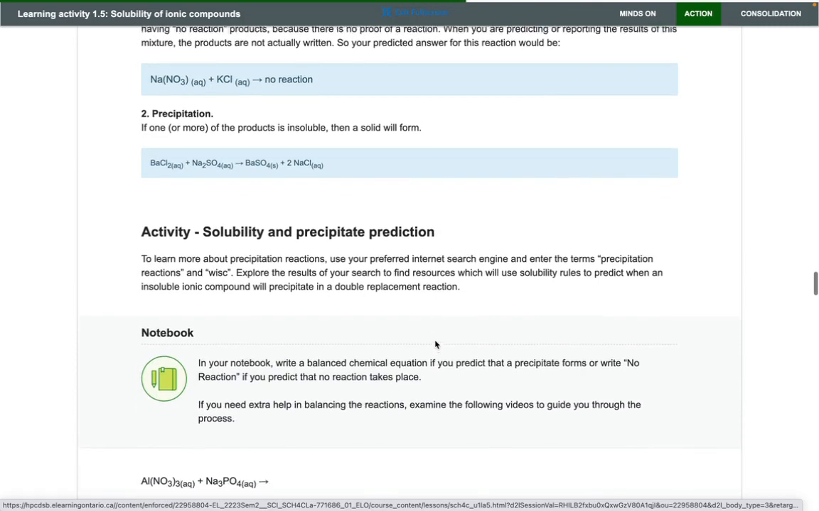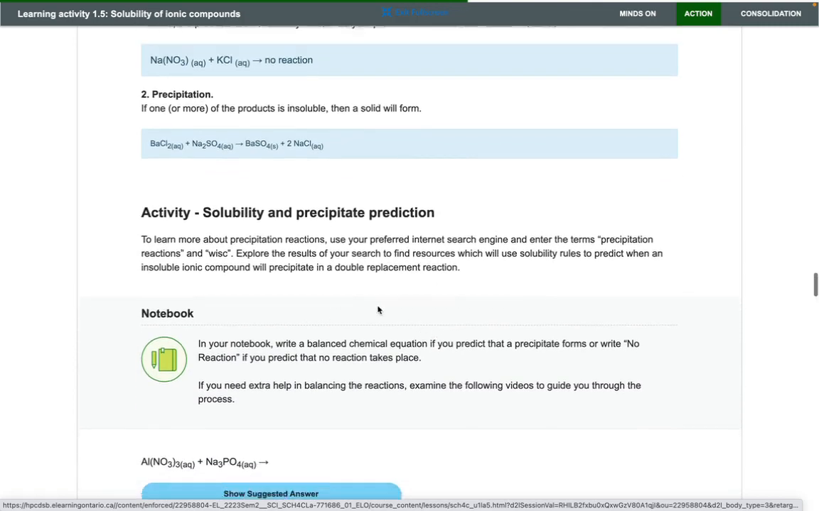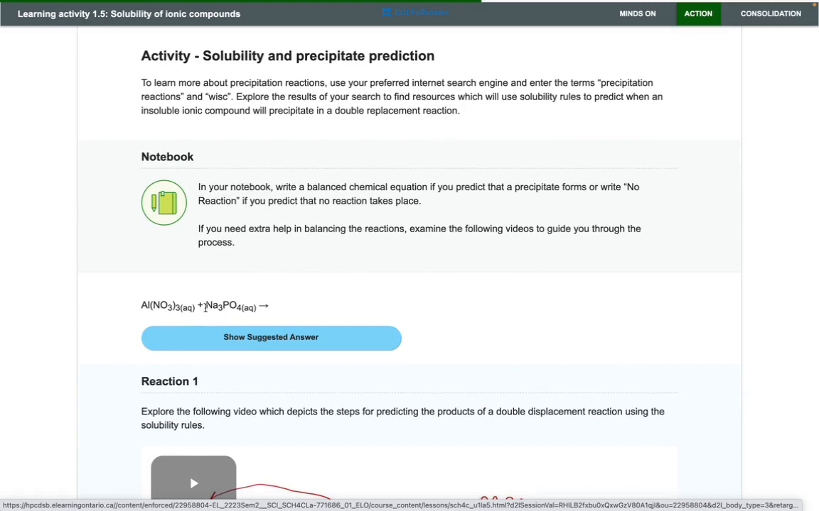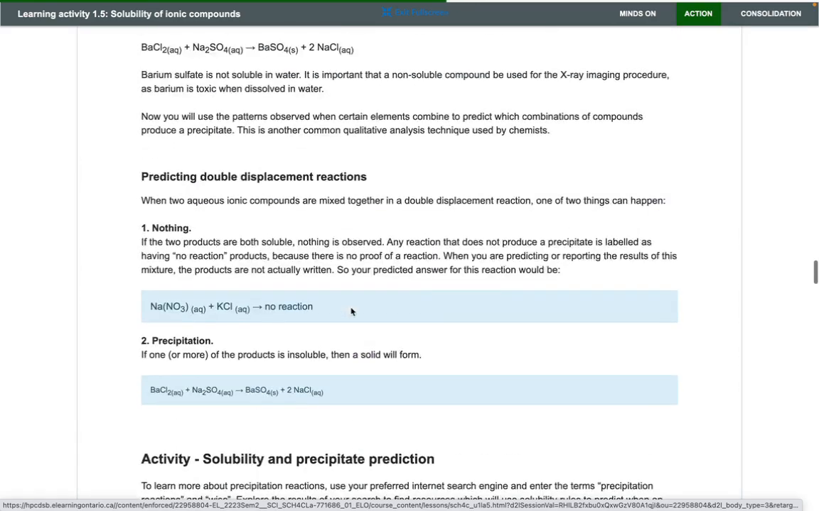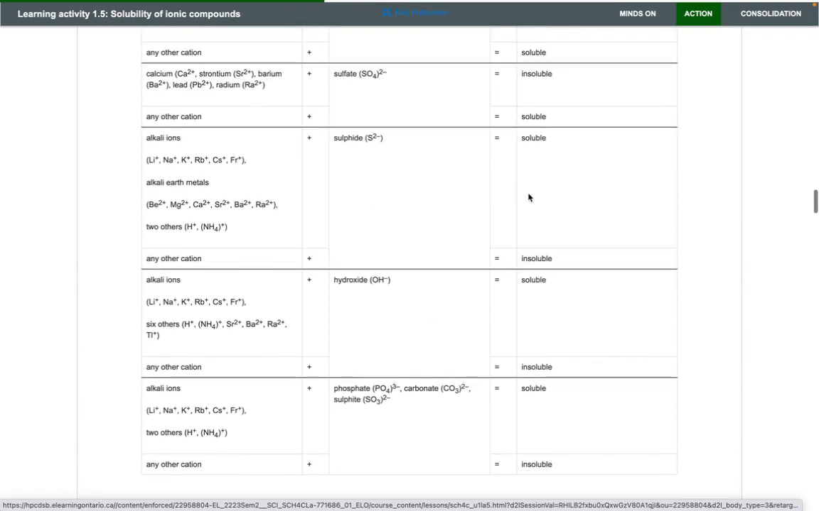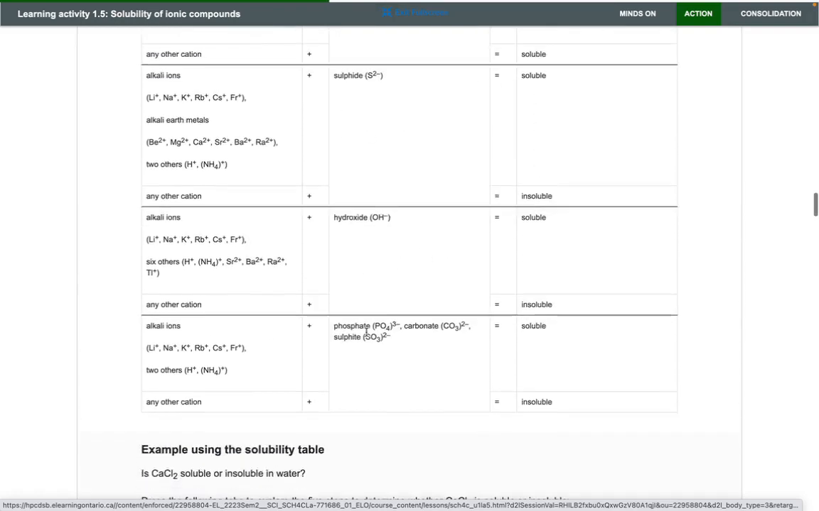So what we want to do is get you thinking about what reactions would occur and what wouldn't. Here's an example of a reaction. How do we do double displacement reactions? Well, remember, outside ions go together. Aluminum and phosphate will make one product. Sodium and nitrate will make another product. Then you can go up to the solubility chart and determine whether those combinations of ions are going to create a precipitate or not.